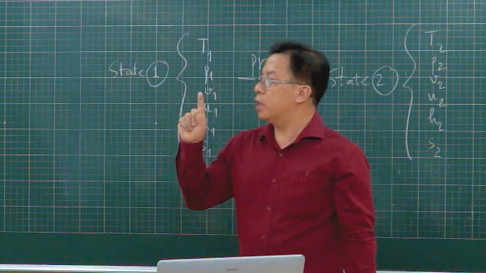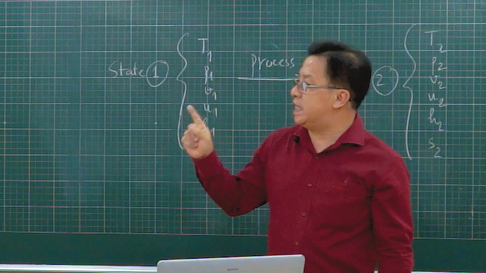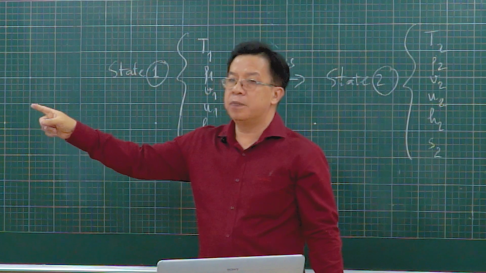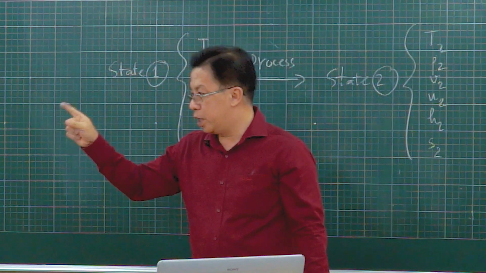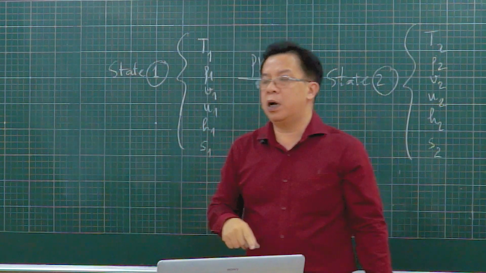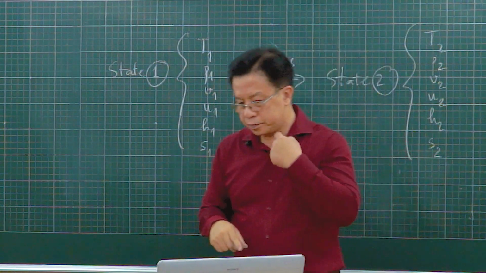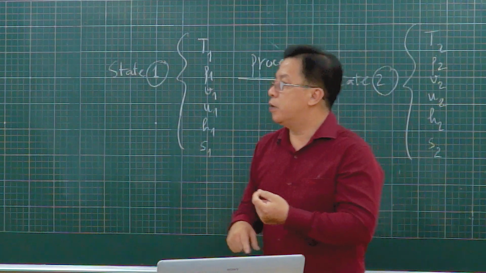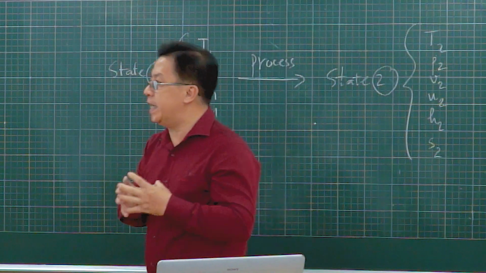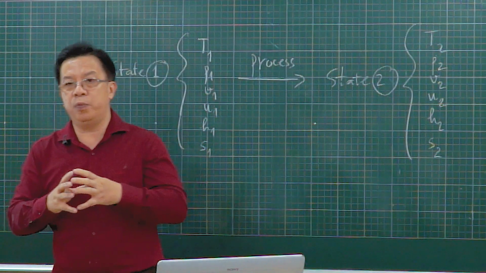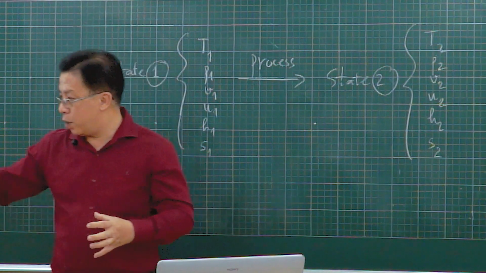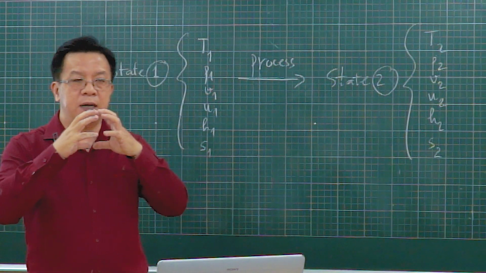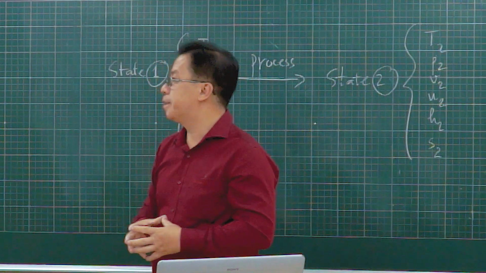And important: when the object receives heat, the heat is defined as a positive number. We use Q to represent heat. So when the object receives heat, Q will be a positive number, and when the object releases heat, Q will have a negative value.